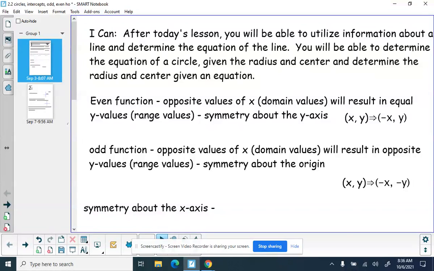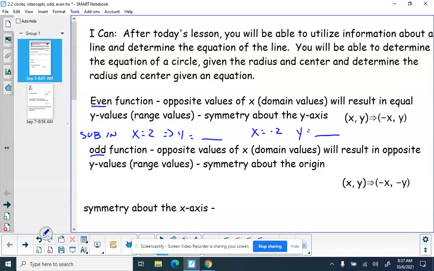A true test, and this is what I will tell you to do with respect to a test for an even or odd function: sub in an x value of 2, sub in an x value of negative 2. If you sub in 2 and negative 2, then you evaluate what your y values are.